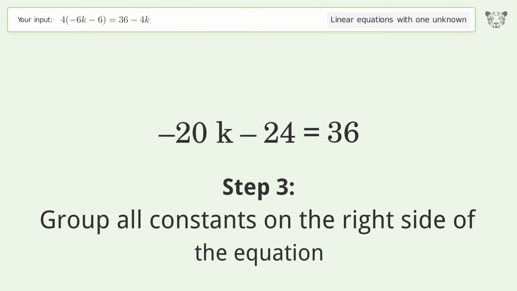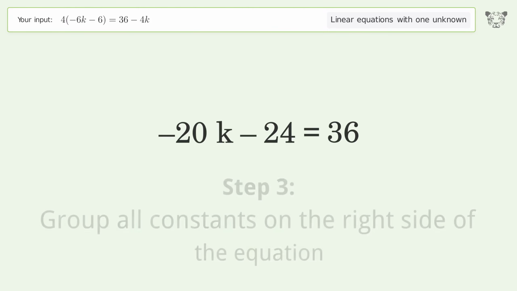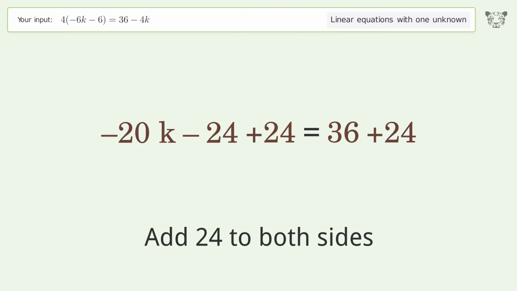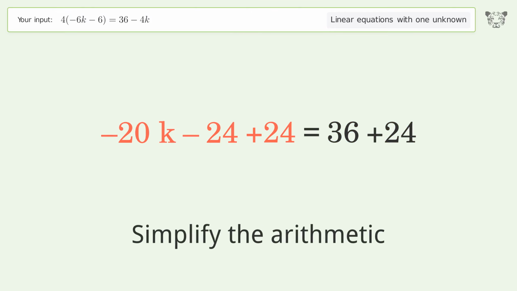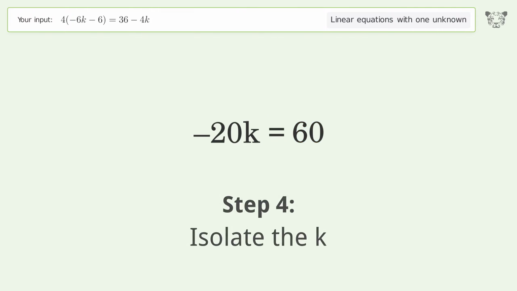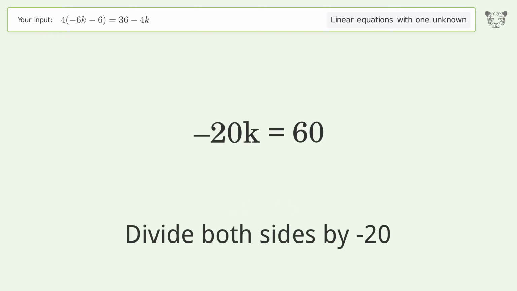Group all constants on the right side of the equation. Add 24 to both sides. Simplify the arithmetic. Isolate the k. Divide both sides by -20.